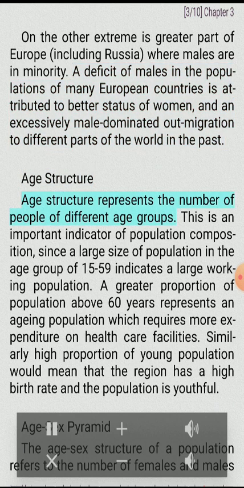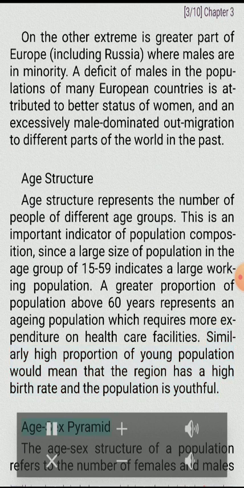Age structure. Age structure represents the number of people of different age groups. This is an important indicator of population composition, since a large size of population in the age group of 15 to 59 indicates a large working population. A greater proportion of population above 60 years represents an aging population which requires more expenditure on healthcare facilities. Similarly, a high proportion of young population would mean that the region has a high birth rate and the population is youthful.